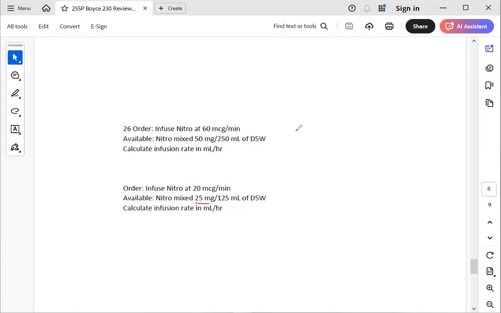Okay, so this would be considered a two-step or maybe even a multi-step type question, because there's a couple things going on here. So the order is 60 micrograms per minute. Your available is 50 milligrams per 250 ml. And then you are looking to calculate an infusion rate in milliliters per hour. So we have to do a couple things. We have to reconcile micrograms and milligrams, minutes and hours. So this becomes a multi-step problem. This is even beyond two steps. I think it ends up being like 3 or 4.